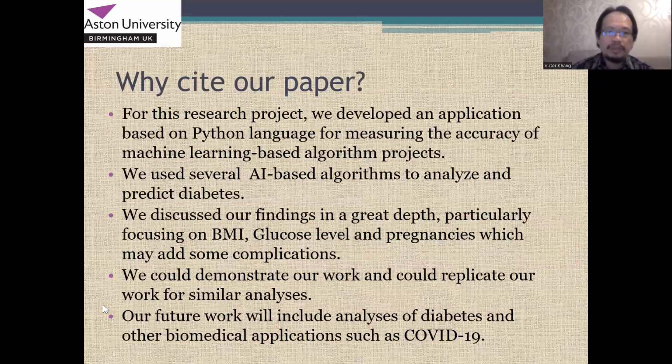So why should you cite our paper? First of all, for this research project, we developed an application based on Python language for measuring the accuracy of a machine learning-based algorithm project. Then we use several AI-based algorithms to analyze and predict diabetes. As you can see, we already have 3 papers with different emphasis and different research challenges, and we discuss our findings in great depth, particularly focusing on BMI, glucose level, and pregnancies, which may add some complication. We could demonstrate our work and others could replicate our work for similar analysis.